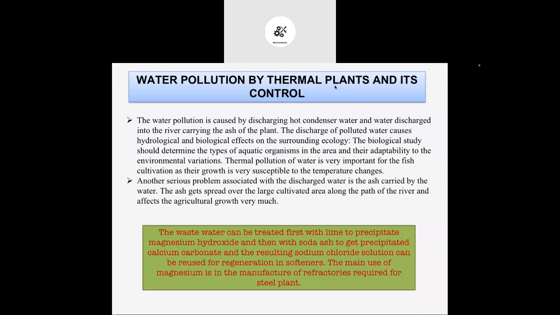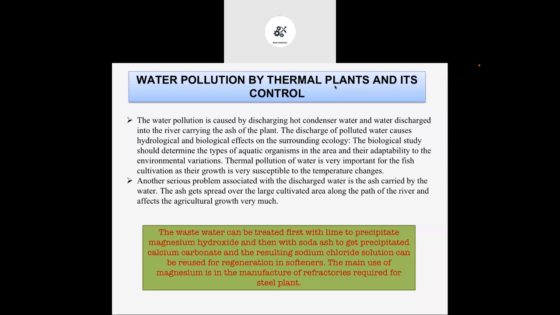Another problem is that when the fly ash mixes with the water, it will again contaminate the water, because fly ash contains different types of acids and different wastes. When this waste fly ash mixes with the water, it will float on the surface of the water, because fly ash has a very low density, and when it floats on the surface, it will again pollute that particular aquatic body, and it will also affect the organisms living in that aquatic body. So these are some of the reasons through which water gets polluted by thermal power plants.